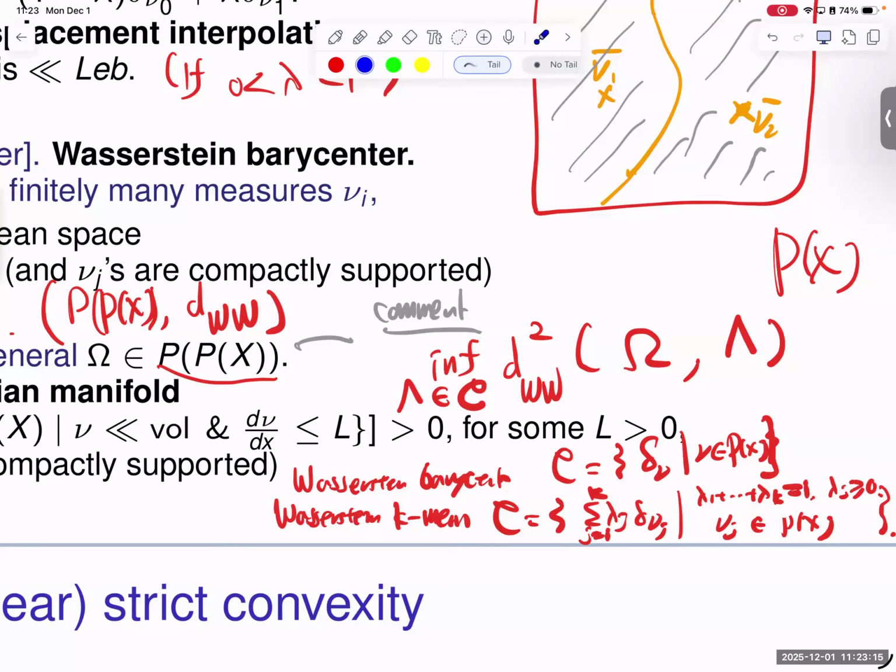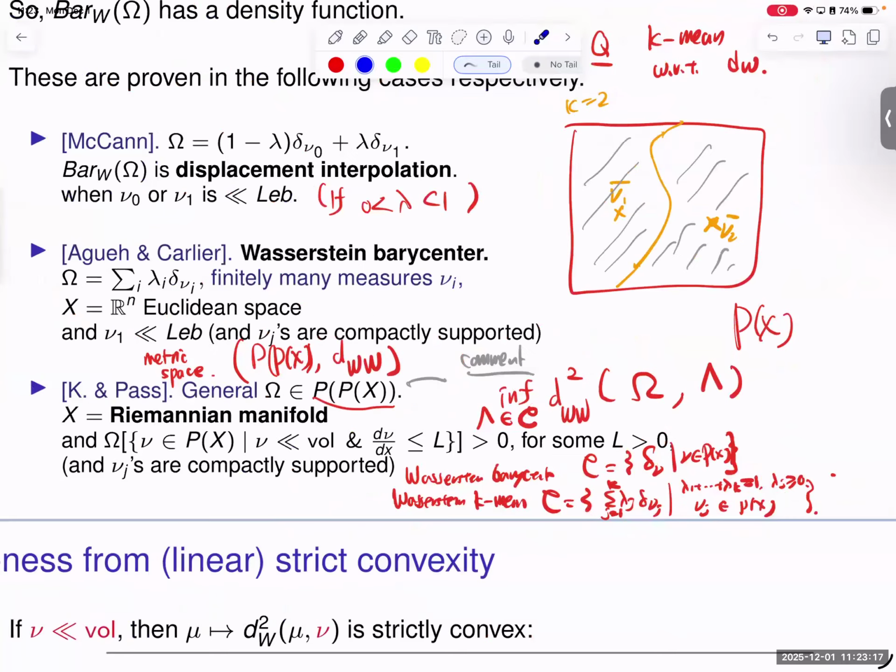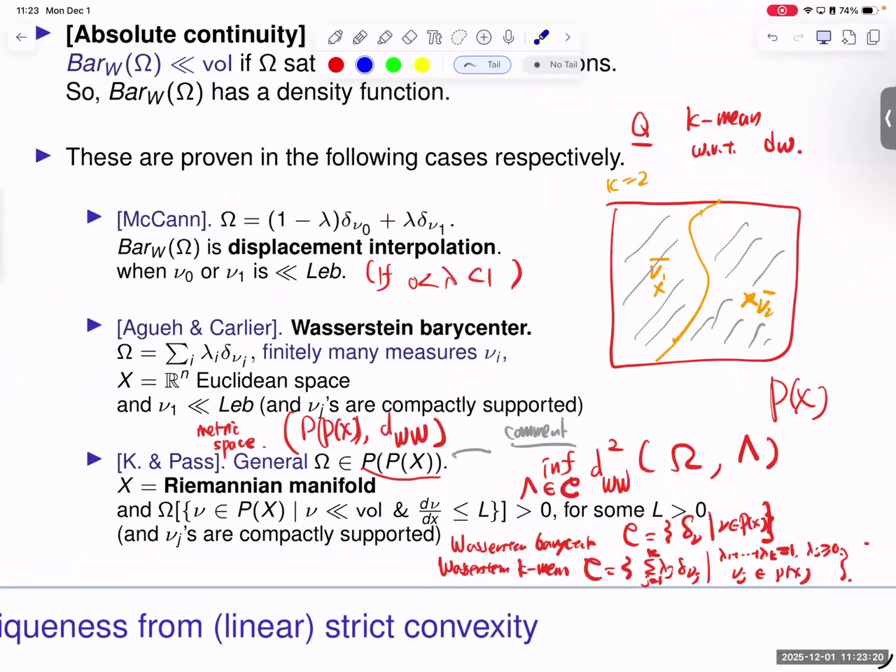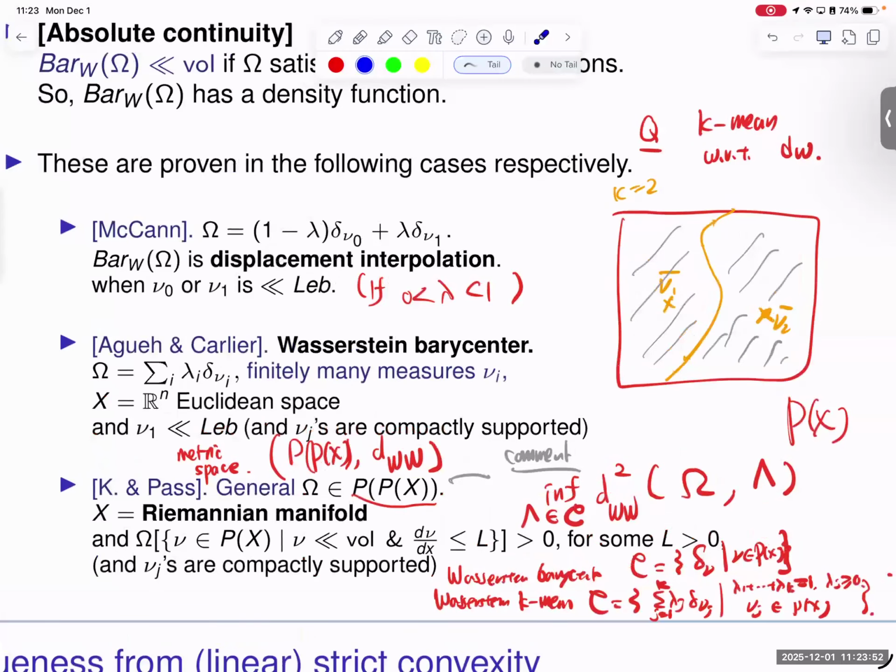Excuse me, Professor. Sorry to ask another question, but it seems like for these first two results by McCann and Carlier, these are for when the support of omega is finite. But then this third result seems far more general. How general are we talking in terms of this omega? Because previously we've only considered finitely supported omega. Yeah, so omega can be any probability measure, you can consider a continuous family of measures. Really? Yeah. Okay. Wow.